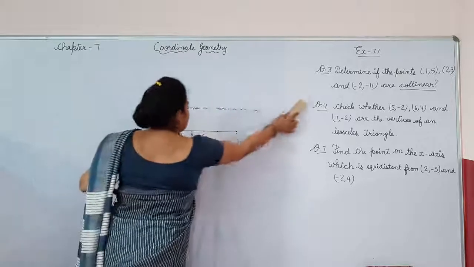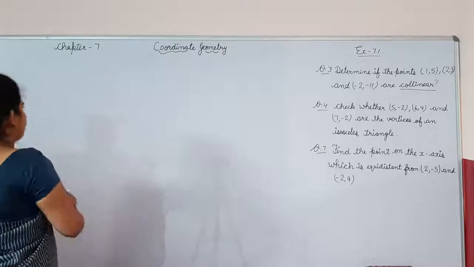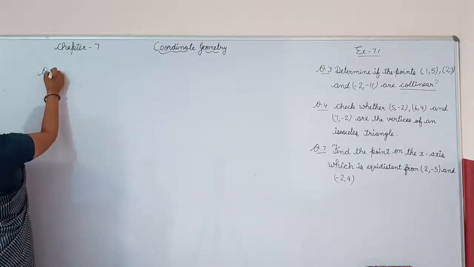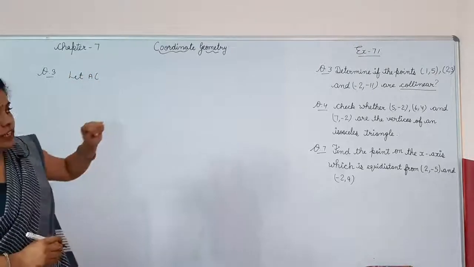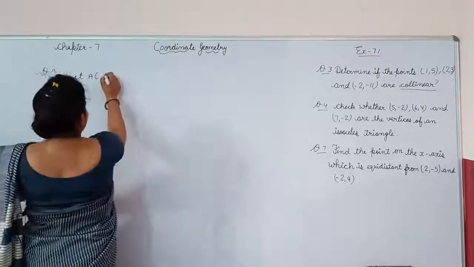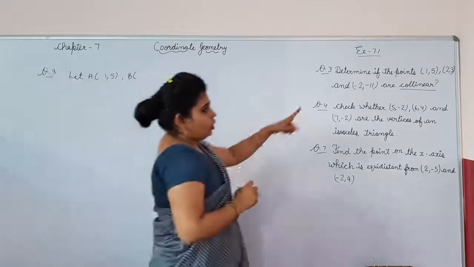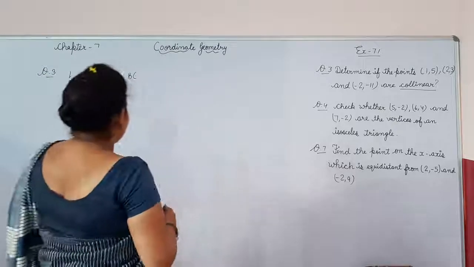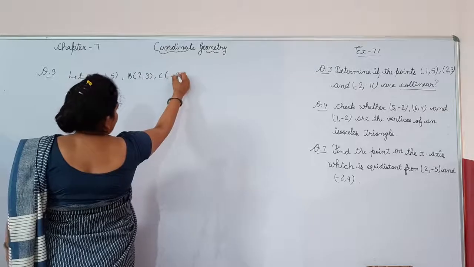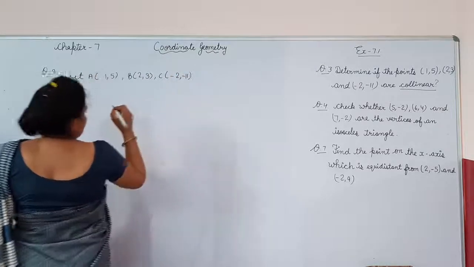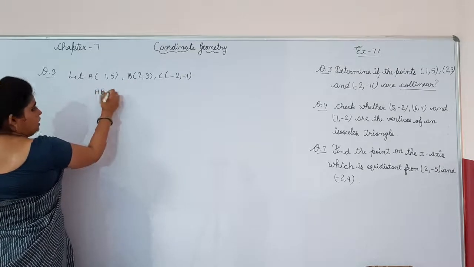How we will do? First of all, we will consider these points. Let A is, what is our first point? (1, 5). B is, what is given? (2, 3). C is (-2, -11).